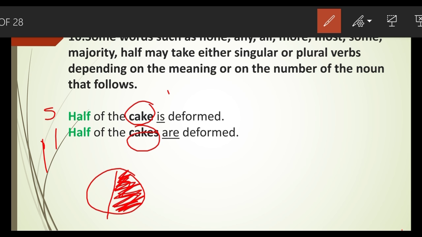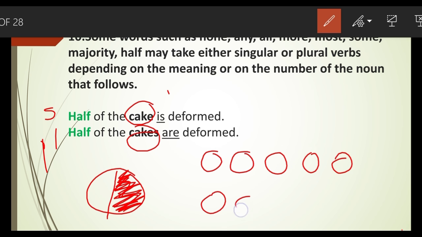Dito naman sa second sentence natin, half of the cakes are deformed. So, let's say for example, meron tayong 10 cakes, 10 round cakes. So, ayan. And half of them are deformed. So, meaning yung 5 ay deformed na siya. Ayan, lusaw na siya. Okay? So, yung 5. So, there.